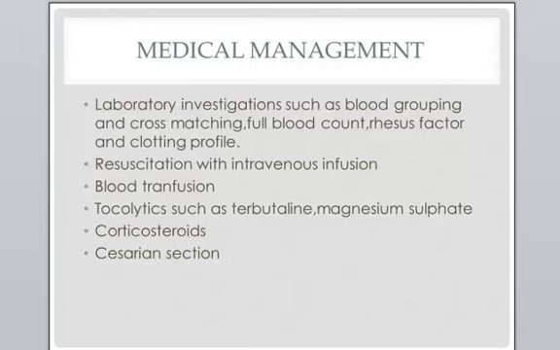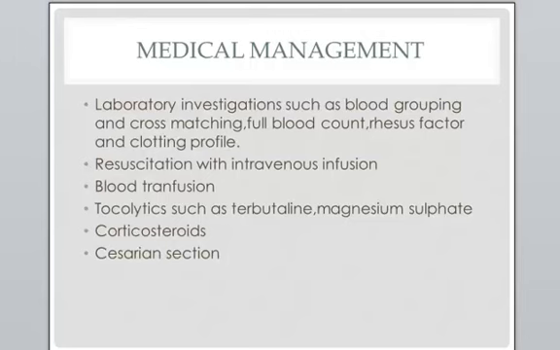We have to prepare. The patient will be resuscitated with intravenous infusion. What about blood transfusion? In case the patient loses a large amount of blood, definitely this patient has to be transfused, because we don't want to lose the patient. Then tocolytics, which help to slow down contractions, or inhibit labor. We put such a patient on tocolytics because we don't want the patient to go into labor. We want to prepare the patient for cesarean section.